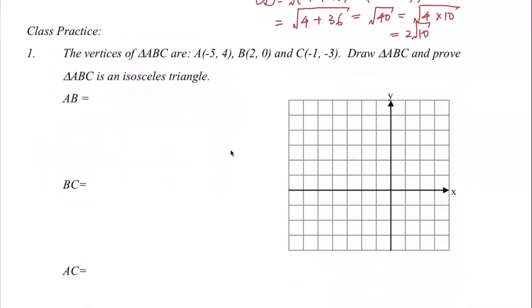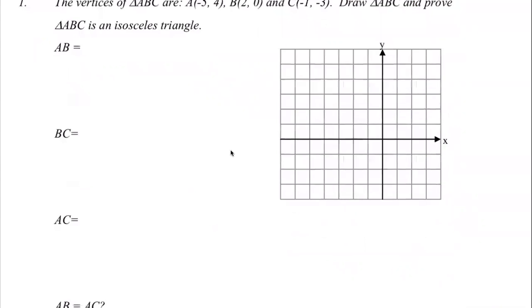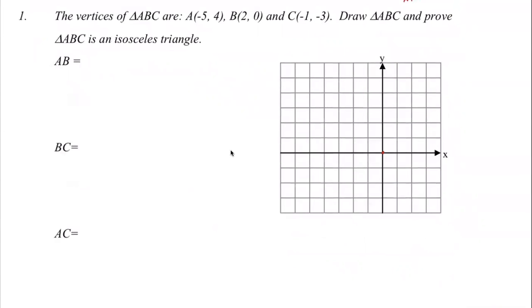Okay, so let's do the class practice. The vertices of triangle ABC are A(-5, 4), B(2, 0), and C(-1, -3). Draw triangle ABC and prove that.